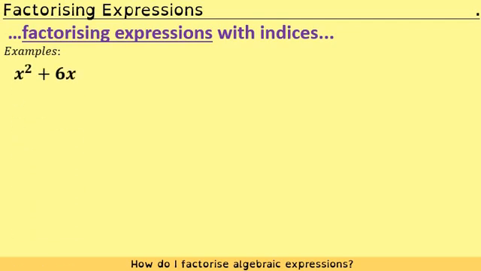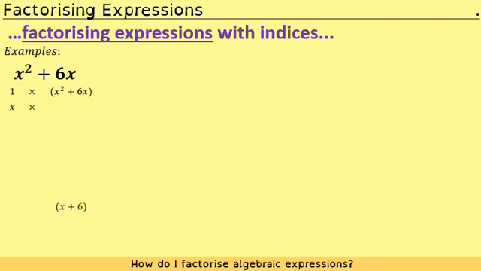So this first expression we'll look at is x squared plus 6x, and we want to write all the factor pairs for this expression and then decide which is the fully factorised expression. So our first factor pair would be taking out just a factor of 1. The next factor pair would be taking out a factor of x, because x appears in both of these terms. So I can take out a factor of x in both terms.